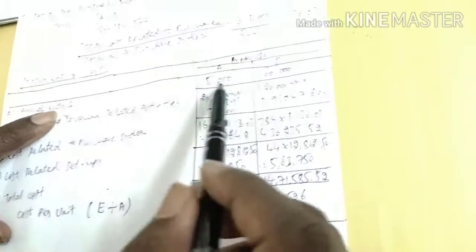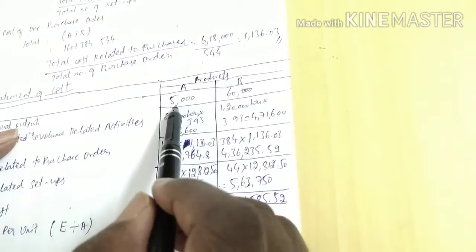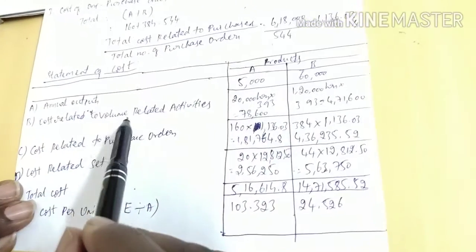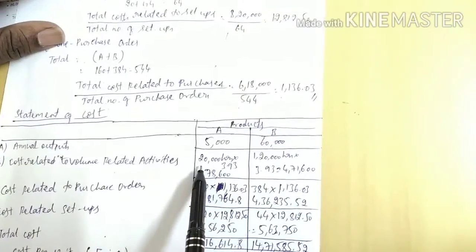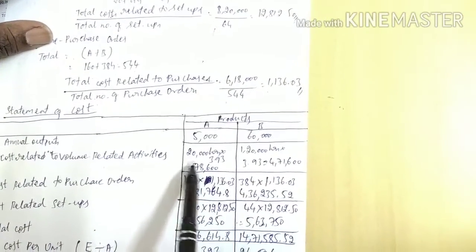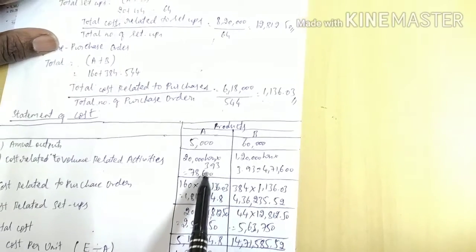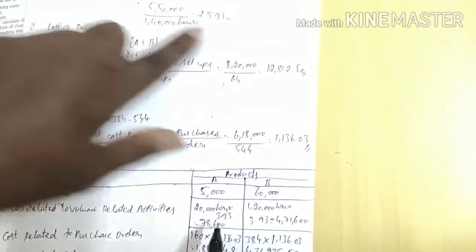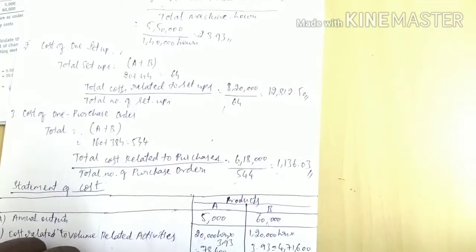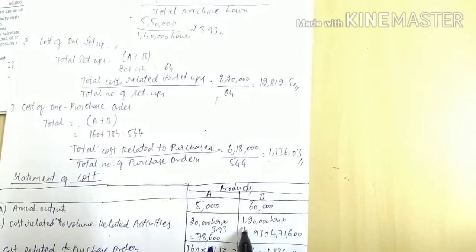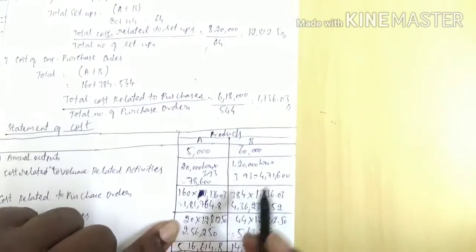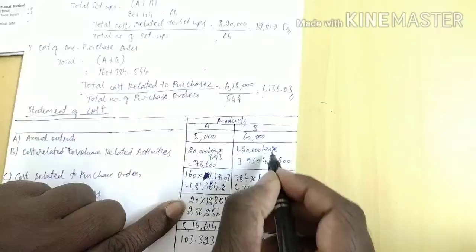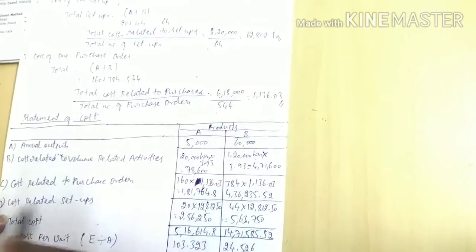After calculation, we should do the last step, the statement of cost. The annual outputs as per the problem are 5,000 for product A and 60,000 for product B. For cost related to volume related activities, based on machine hours, 20,000 hours for product A into 3.93 that I have calculated, I will get 78,600. For product B, 1,20,000 machine hours into 3.93, I will get 4,71,600.